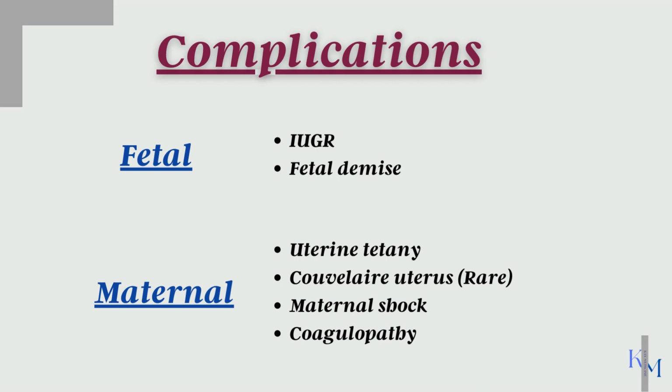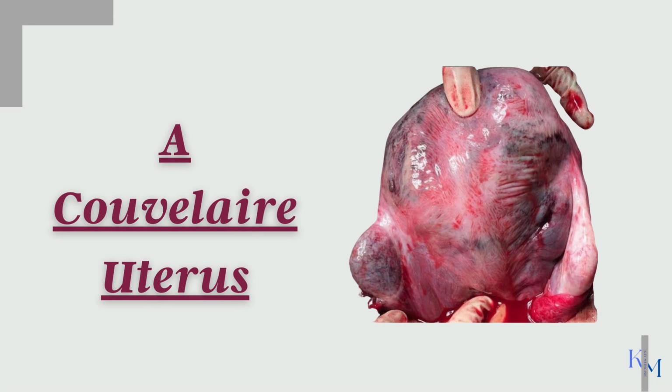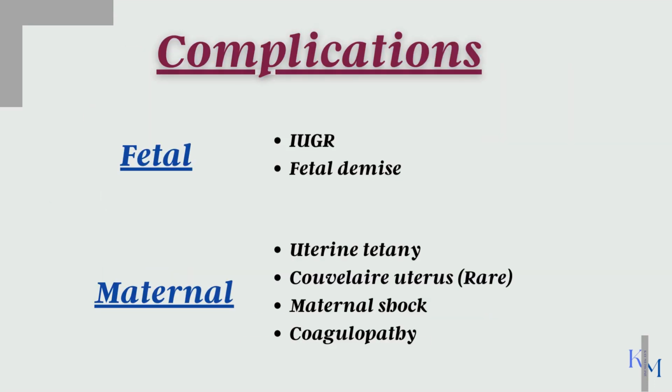I will show you a picture here. As you can see, how the blood seeps through the rent and goes into myometrium. Coagulopathies are sometimes common with it. Platelet count is decreased and APTT increased. DIC and maternal shock are obviously fatal complications.